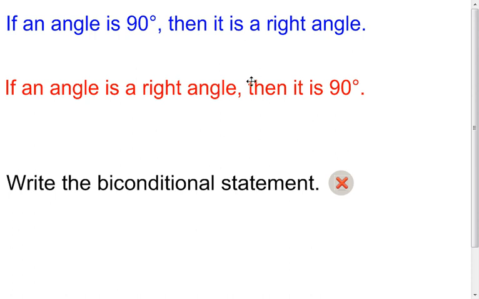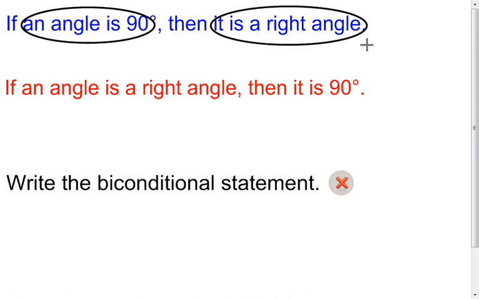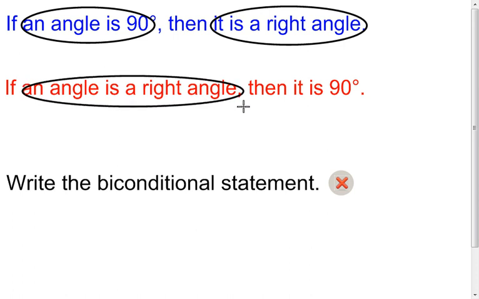Now, to take these two statements and put them together, really what we're going to do is identify the hypothesis and the conclusion. So I'm just going to go like this, and I'm going to say, well, if an angle is 90 degrees, there's your hypothesis. Then it is a right angle, there's your conclusion. When you come down here, you really have the same things going on. An angle is a right angle, that's the same thing as right here, it is a right angle. And then here we have it is 90 degrees. Well, that's the same thing as up here.